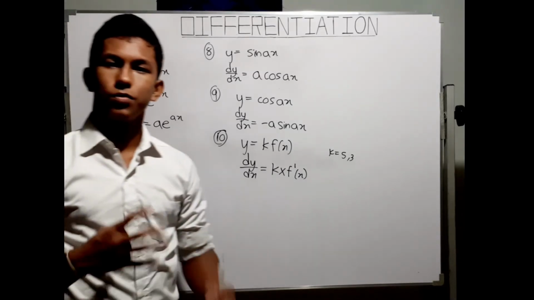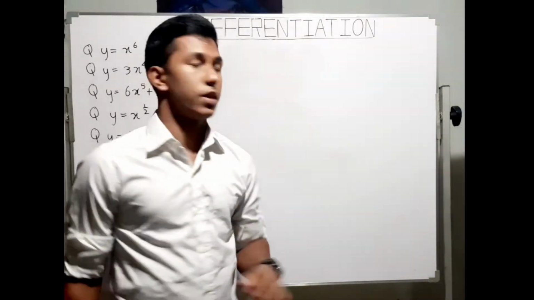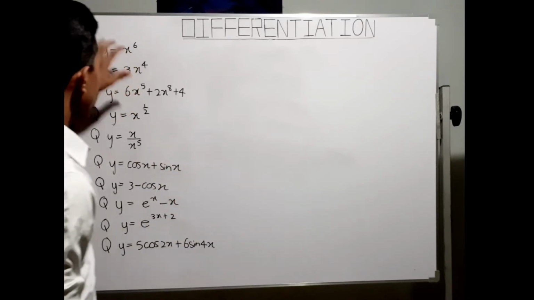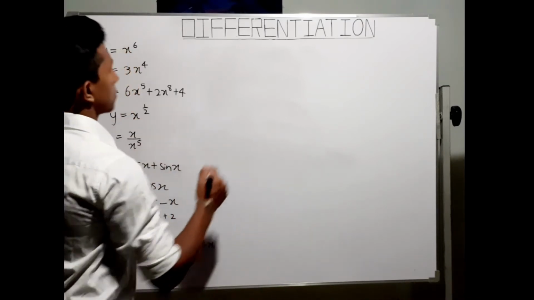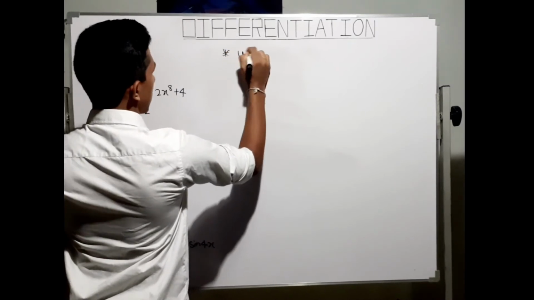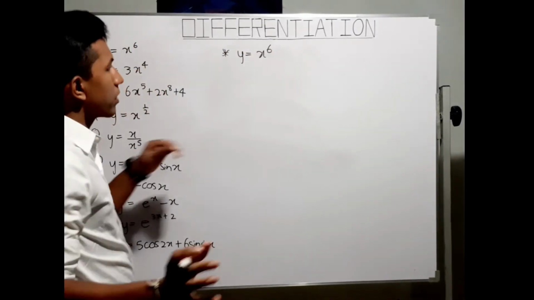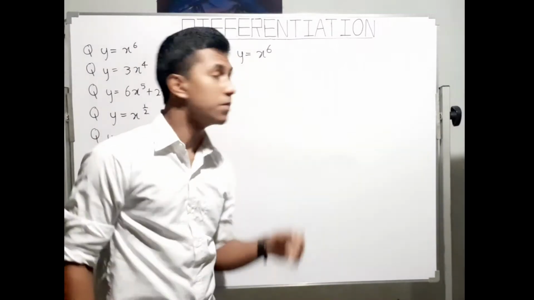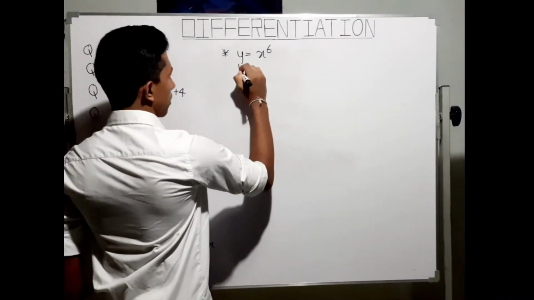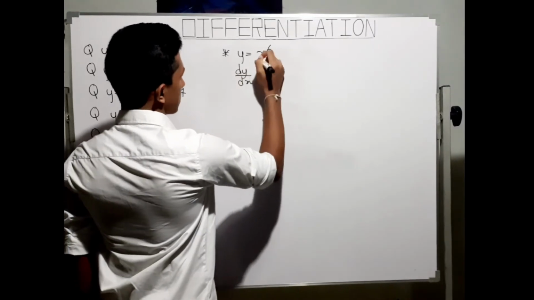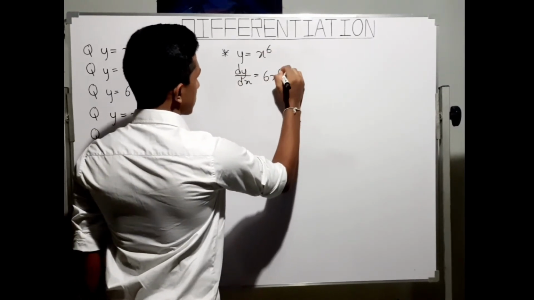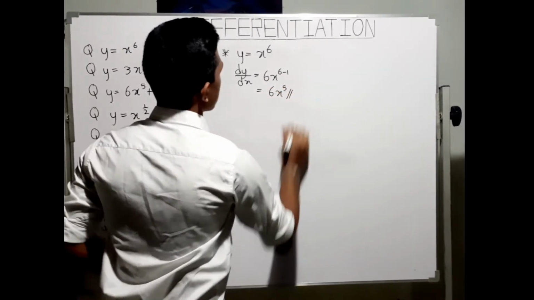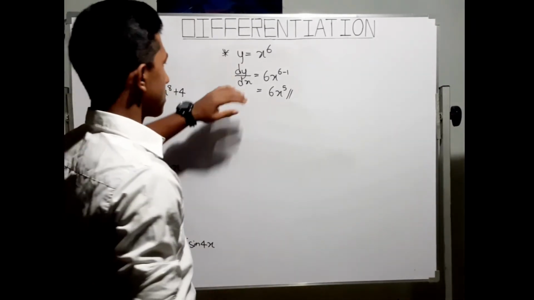So now we'll look into further application of these. Alright, so now we'll be discussing these questions. These are simple, and all the rules we learned so far will be applied here. First question, y is equal to x to the power 6. Previously you learned that when you differentiate x to the power n, it's going to be n x to the power n minus 1. Same application here. When you differentiate this, 6 comes to the front and the power reduces by 1. So this is going to be equal to 6x to the power 5. That's really simple.